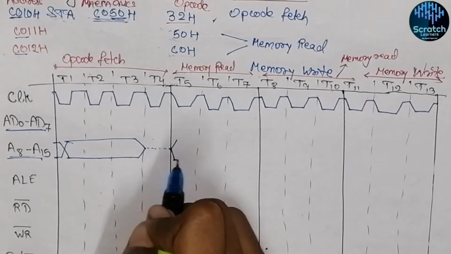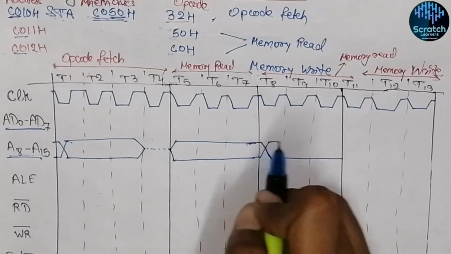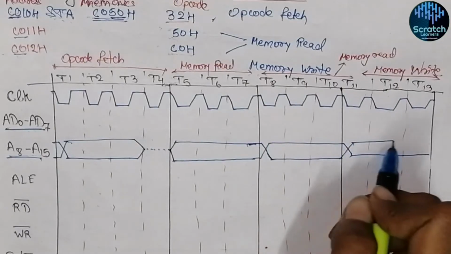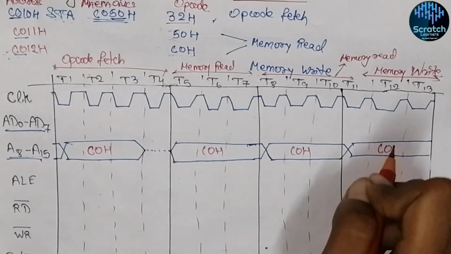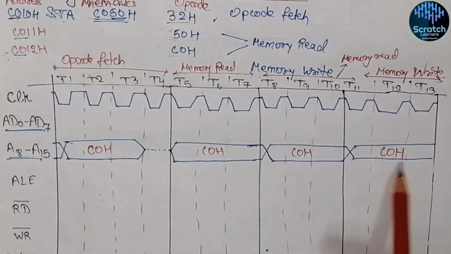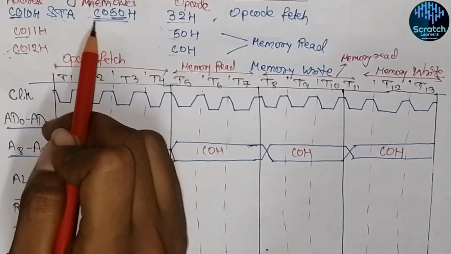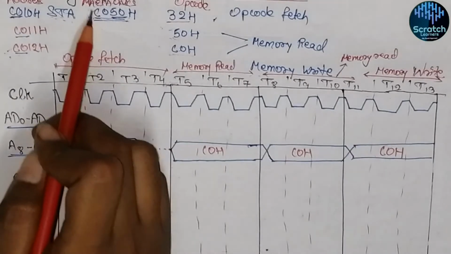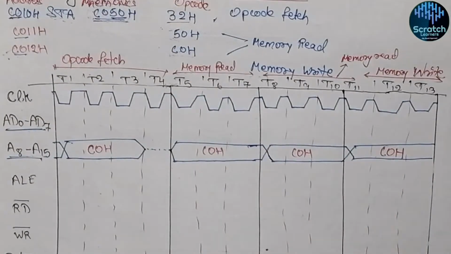Then again the same higher order address will be specified in the memory read cycle, and the same address will continue to the memory write cycle also. So the higher order address is C0 hex, and we will write it here. See here, in the memory write cycle also we have written the higher order address as C0, as the data is going to be stored in an address whose higher order address is C0 hex. If it was something different, then we would have written that address here.